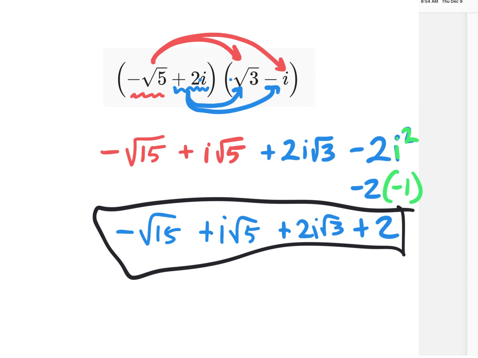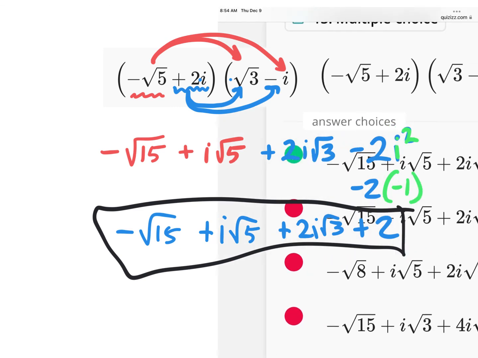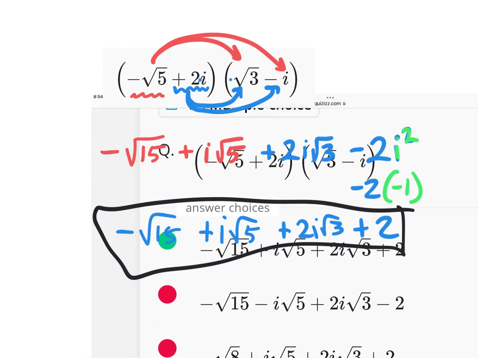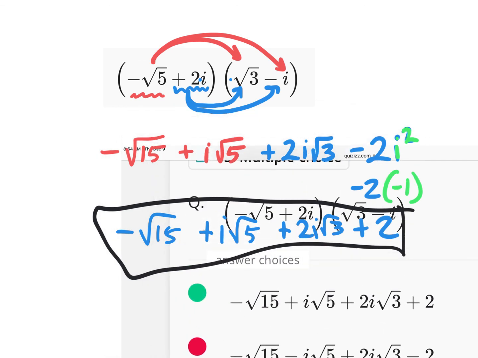The answer could be written differently. They could have the 2 out in front. They could rearrange it. This one could be before that one. It doesn't really matter. This is a multiple choice test. You should see that the answer is right here, this green one. Negative square root of 15 plus i square root of 5 plus 2i square root of 3 plus 2. That's exactly what we have here.